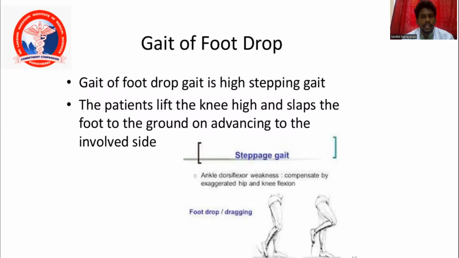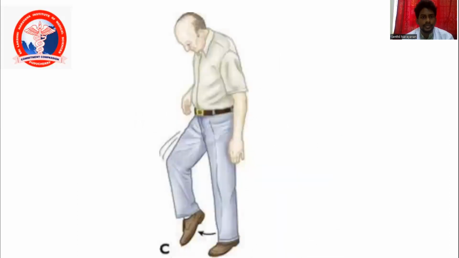Foot drop gait. The gait of foot drop is a high steppage gait. Patients lift the knee high and slap the foot to the ground on advancing the involved leg. The ankle dorsiflexor weakness is being compensated by exaggerated hip and knee flexion. Here we see that the weakness of the ankle dorsiflexion is being compensated by exaggerated hip and knee flexion so that the foot can clear the ground and the patient can walk. Otherwise, due to the weakness of ankle dorsiflexion, the patient will not be able to clear the ground and will drag the foot, otherwise known as foot drop.